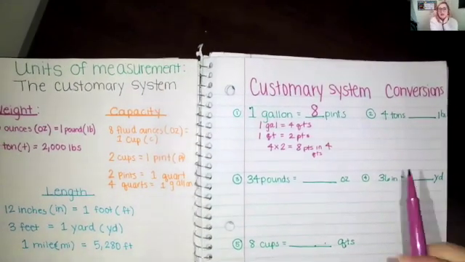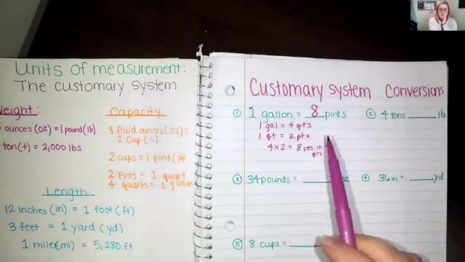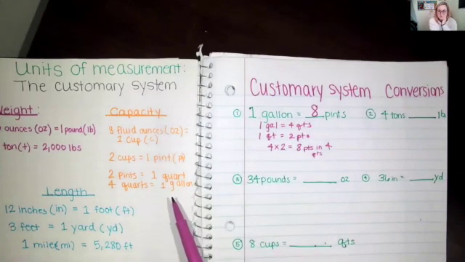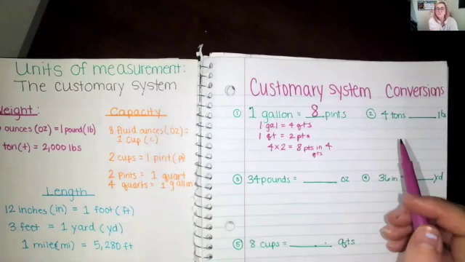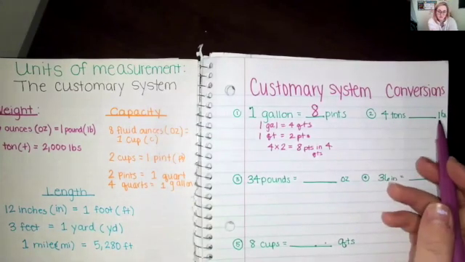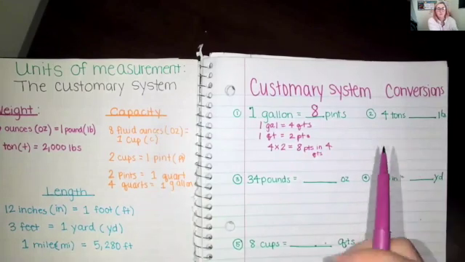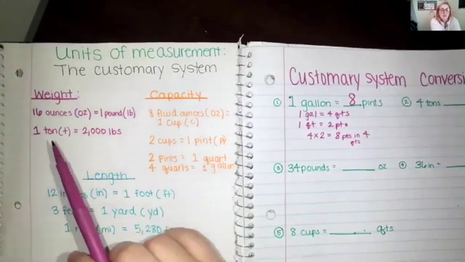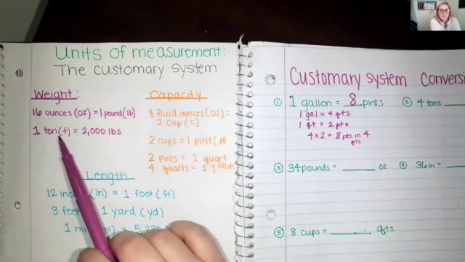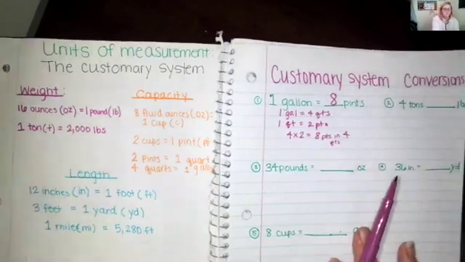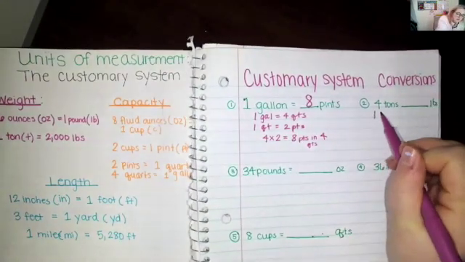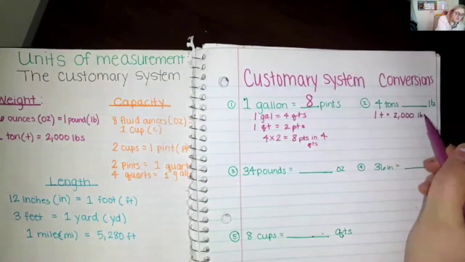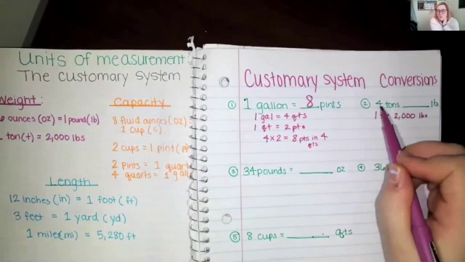Okay, you can pause it too if you need to copy down the work or just revisit the measurement conversions. Number 2, 4 tons equals how many pounds? Well, let's check and see what we know. What do I know about pounds and tons? I know that 1 ton is 2,000 pounds. What if I want to find 4 of those?